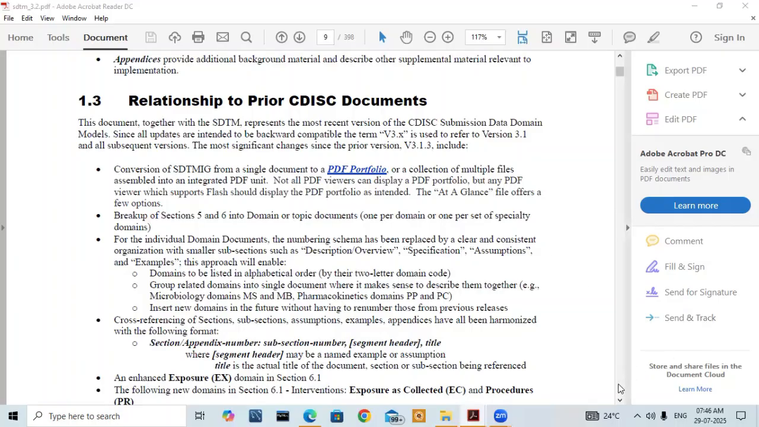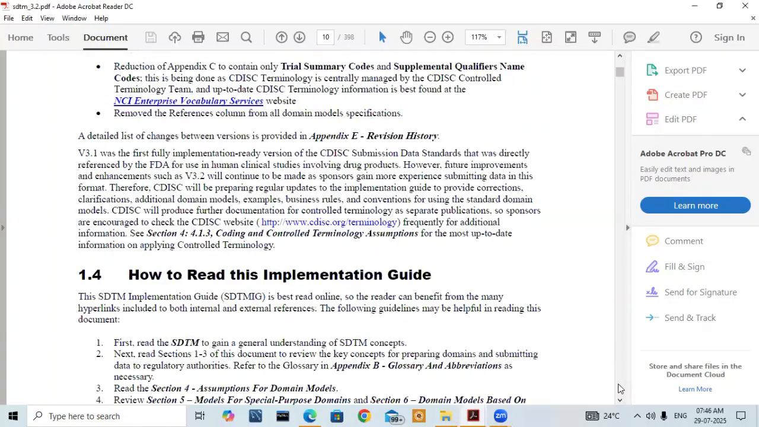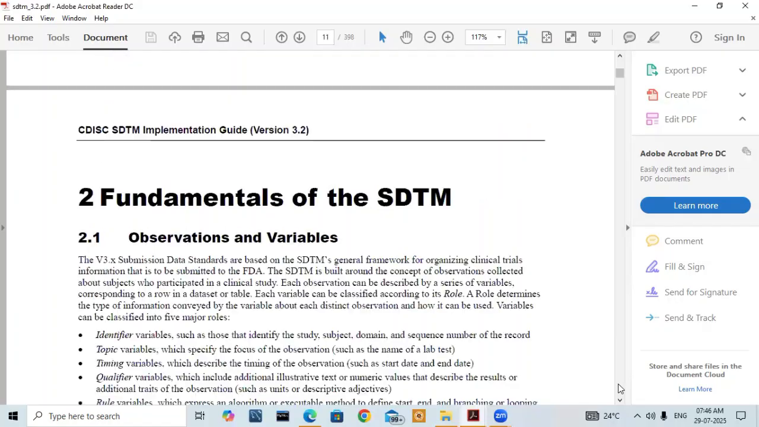So SDTM 3.2. Now we are going to see the Study Data Tabulation Model Implementation Guide. Basically, what is SDTM designed for? We have different standards I told you about. One is SDTM, Study Data Tabulation Model. The other is ADaM. So my question is, what are we going to see in SDTM?